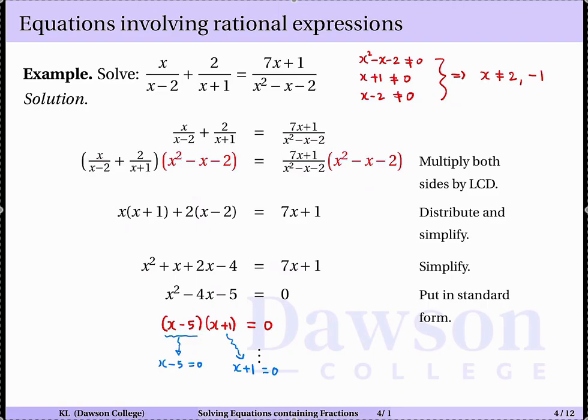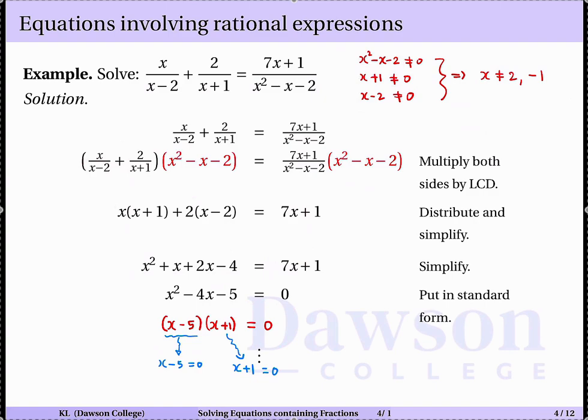X cannot be 2 comes from here. X cannot be negative 1 comes from here. And take note that this expression here is just the product of these two expressions. Now, we see that x plus 1 cannot be 0, but this one here, we have this x plus 1 equals 0, so this part here cannot happen.